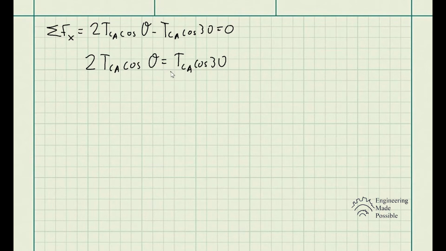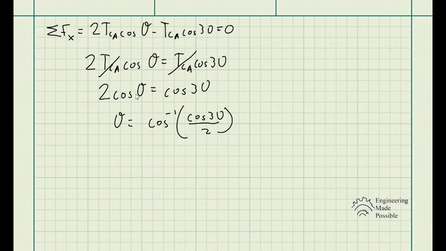Since we have TCA on both sides, they end up canceling out. Or you could just divide both sides of the equation, and of course it'll still cancel out. So then we're left with 2 cosine theta is equal to cosine 30 degrees, and then we just divide both sides of the equation by 2. Then we do the cosine inverse to solve for theta. So theta is equal to cosine inverse of cosine 30 divided by 2, which ends up being 64.34 degrees. So this is our theta.